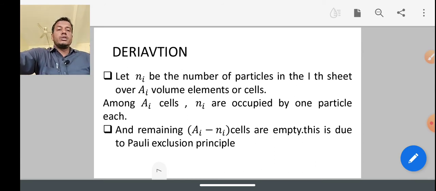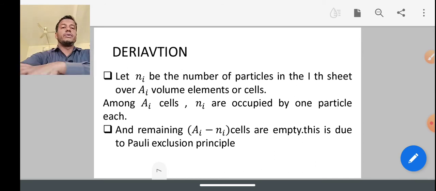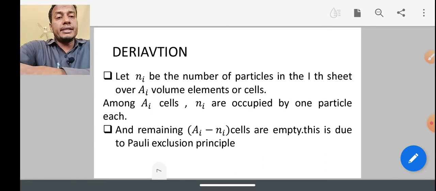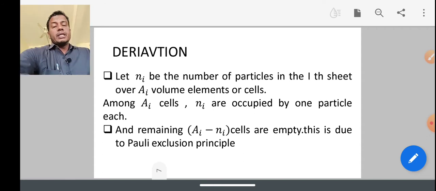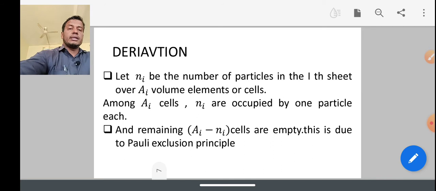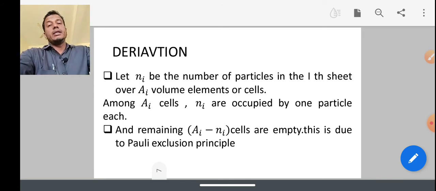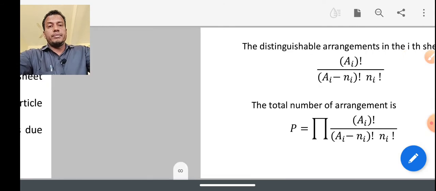Each sheet is divided into a number of volumes and is filled with the number of particles among A cells. Ni cells each accommodate only one particle because they obey the Pauli exclusion principle. Only one particle can be accommodated in a single cell, so the remaining A minus Ni cells remain empty. This is due to the Pauli exclusion principle, because we know that the FD distribution law obeys it.